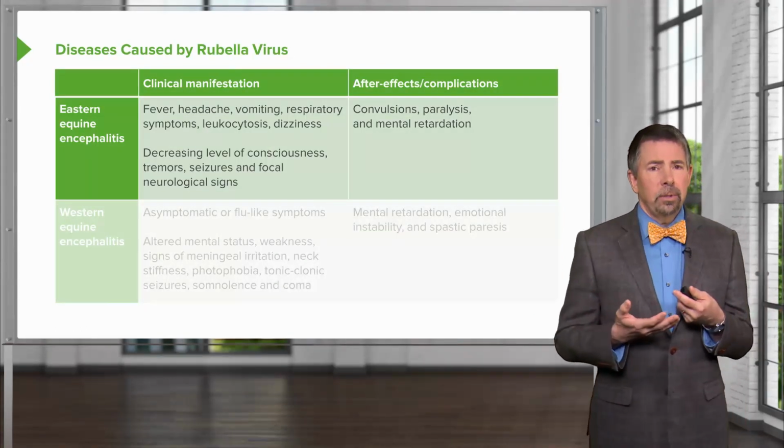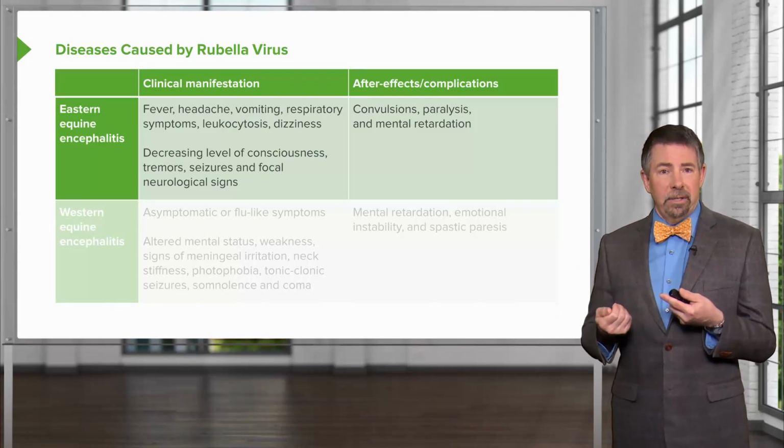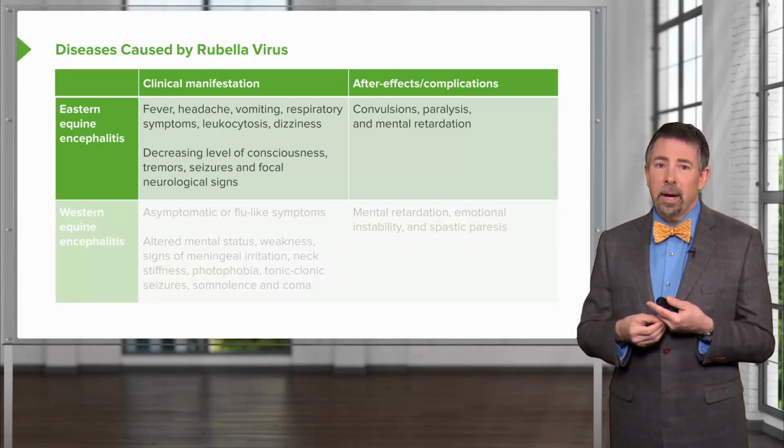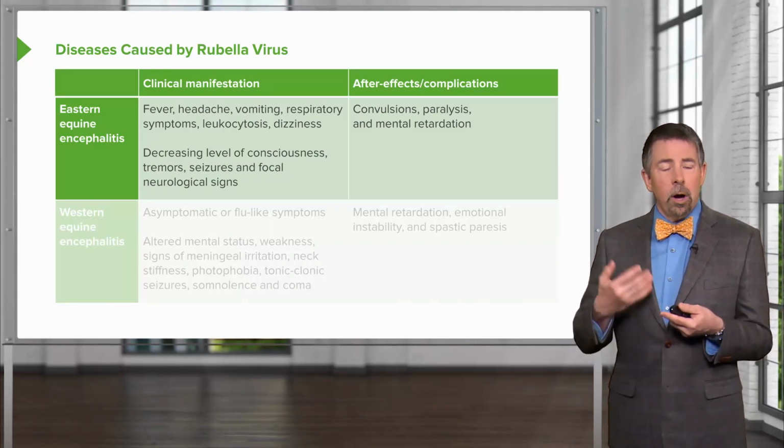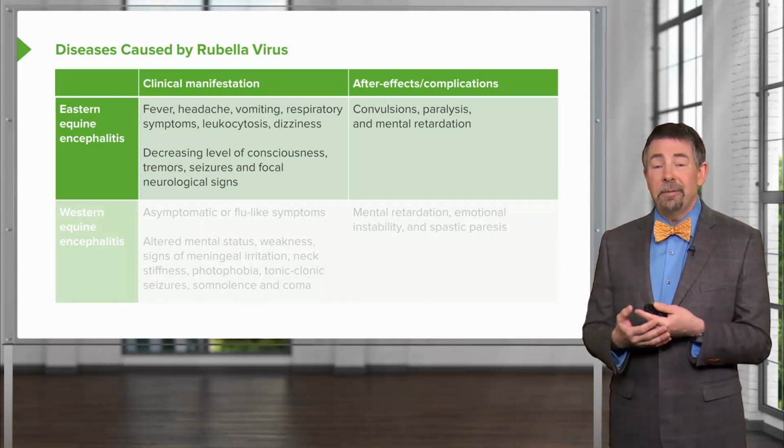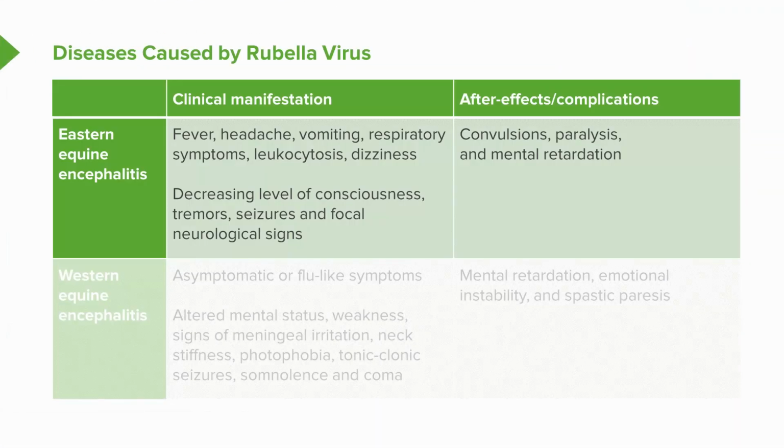Let's turn now to diseases caused by the arboviruses, and we'll start with Eastern equine encephalitis. Keep in mind that all these are transferred by the bite of an infected mosquito. Eastern equine encephalitis, caused by the Eastern equine encephalitis virus, starts with fever and headache, along with vomiting, and progresses rapidly to include elevated white blood cells and dizziness.